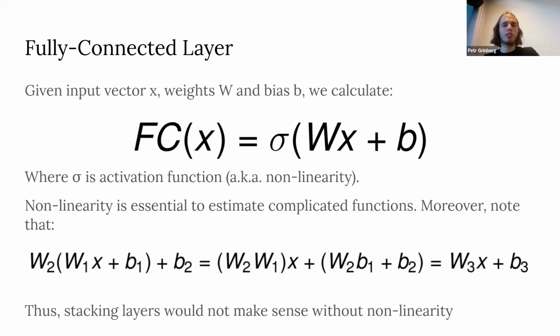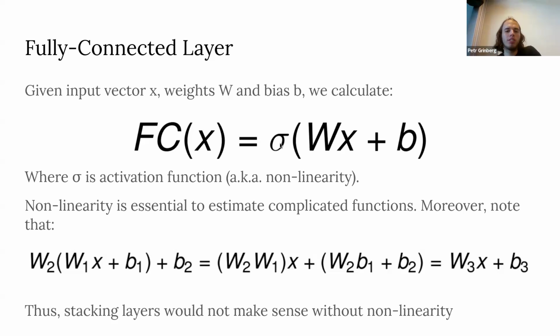Let's give a more strict definition of what a fully connected layer is. Given input vector X, weight matrix W, and bias vector B, we calculate the following. It's the matrix-vector multiplication WX plus B, summed with the bias, and we pass this to a so-called activation function sigma, also known as nonlinearity. Nonlinearity is just some function which is nonlinear, as you see from its name. And why do we need it?